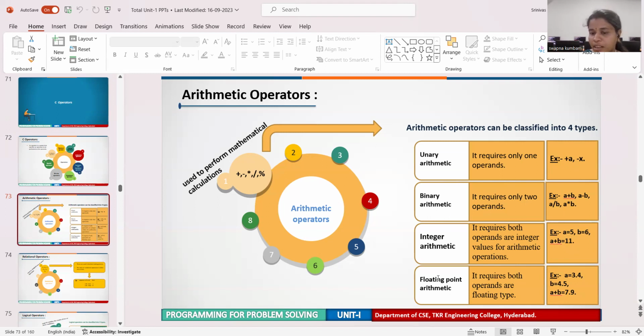In the same way, in the floating point arithmetic, whatever data we are using is decimal point numbers, and if you operate between those two numbers, it will be called floating point. Here A is 3.44, B is 4.5. Both are decimal numbers, floating point numbers. If we perform the addition operation on these two floating point numbers, we will get 7.9. That result also is a decimal point number.